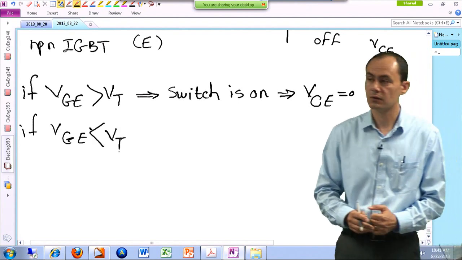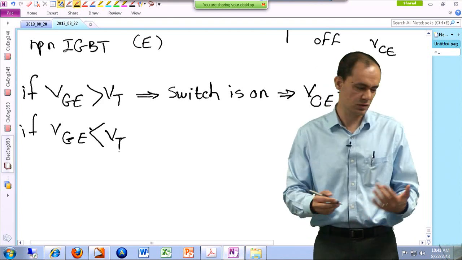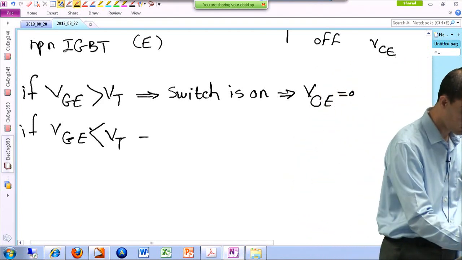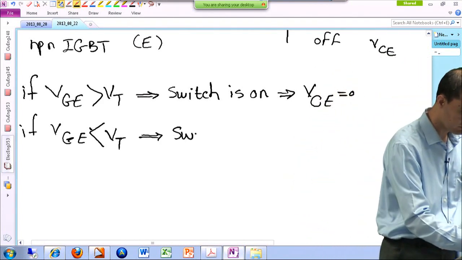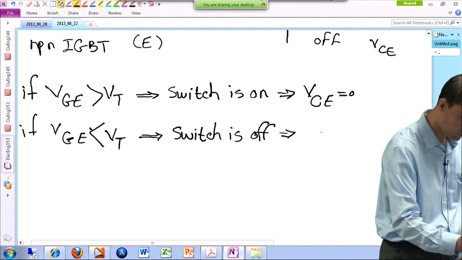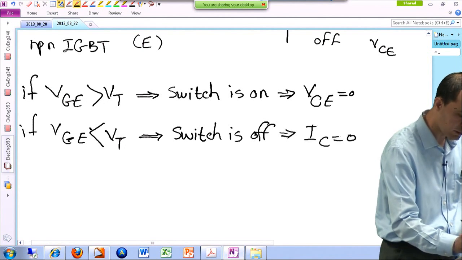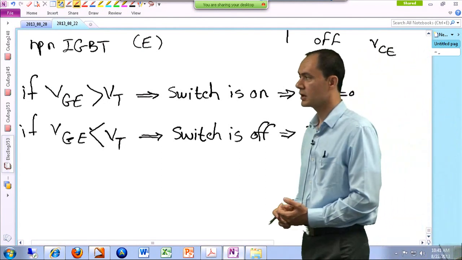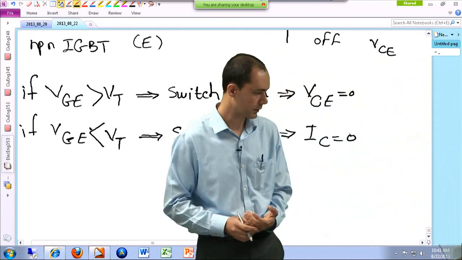And if the gate to emitter voltage is less than that threshold, usually 0 or sometimes some negative value, the switch is off. Therefore, the device is blocking some positive voltages and the current is 0. Okay?